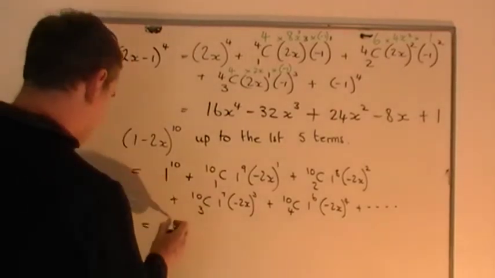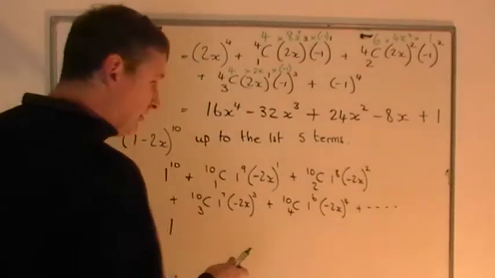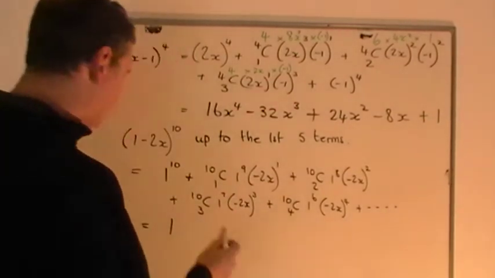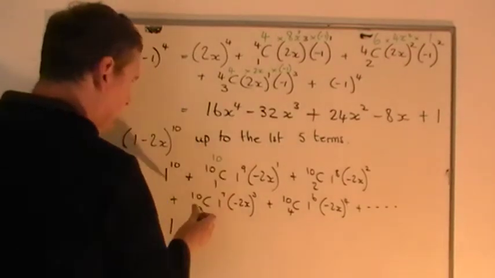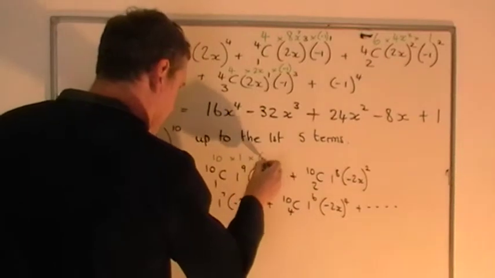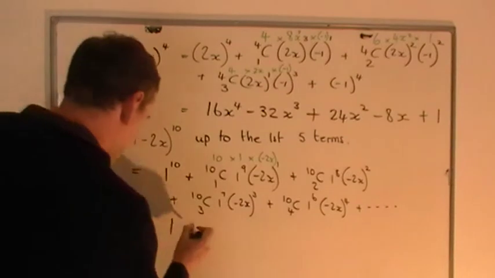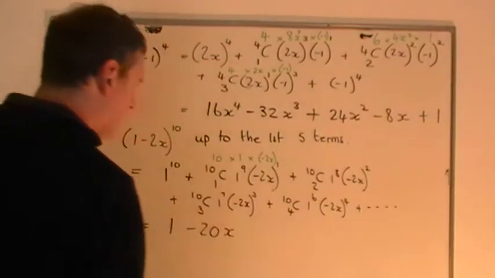1 to the 10 is just 1. Now, calculator, sorry, no calculator allowed, we do it in our head, sorry. 10 choose 1 is just 10. 1 to the 9 is 1. Minus 2x to the 1 means minus 2x. So 10 times 1 times minus 2x, that's minus 20x.